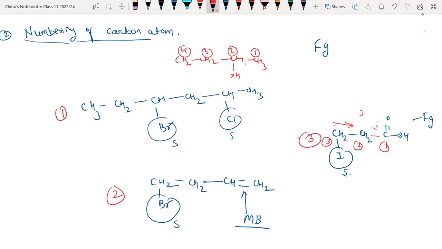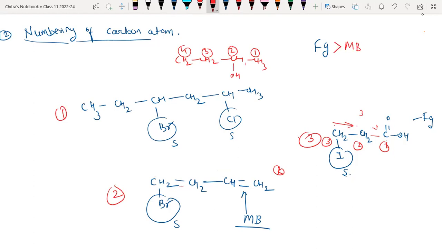If there is no functional group, then we have to check the minimum distance for multiple bonding. In the second example, if we count from the left side, it will be carbon number 1, 2, and 3, meaning the double bond starts from carbon number 3. But if we count from the right side, then this will be carbon number 1, meaning the double bond starts from the first carbon. If a functional group is not there, we have to check the minimum distance for the double bond or triple bond.